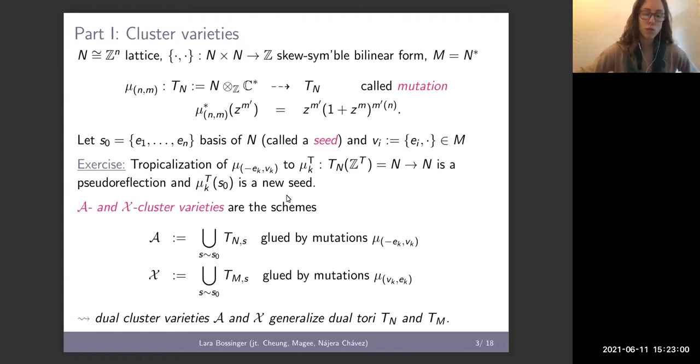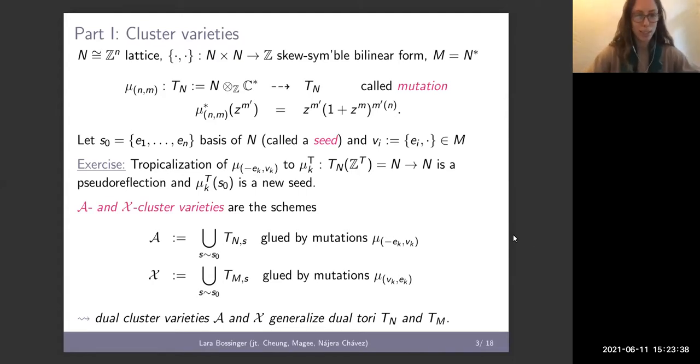And for the X variety, I'm going to do the dual thing. I'm going to take the dual tori, and I'm going to glue them along mutations that are dual in a certain precise sense, but that would be another exercise. So I glue here along the mutations vk, ek. If you notice in this mutation formula, there's nothing that really prevents me from exchanging the lattices n and m. So the same formula for n and m switched works and gives me the dual mutations.